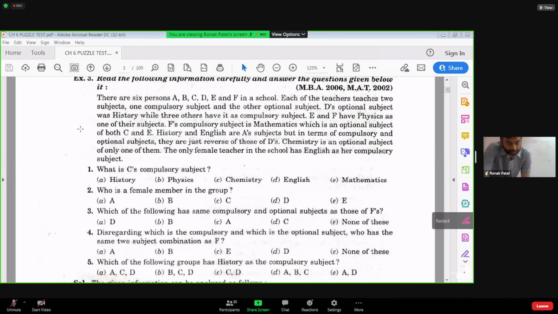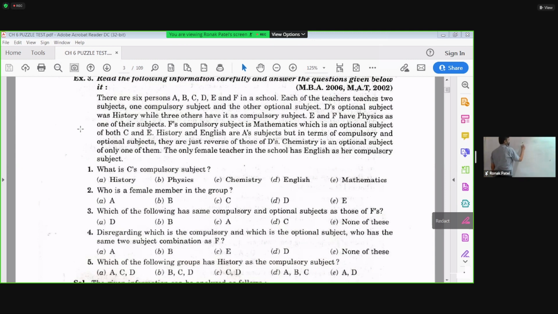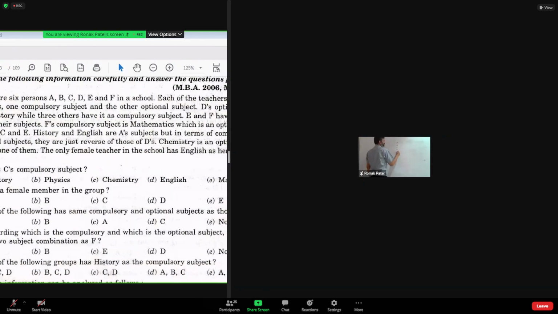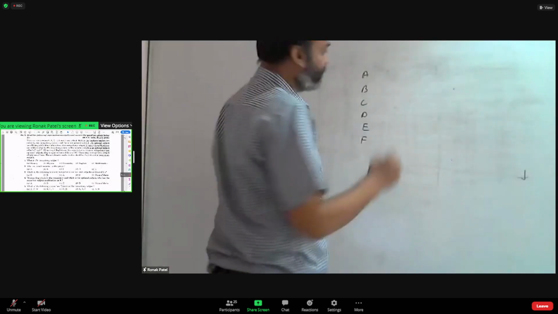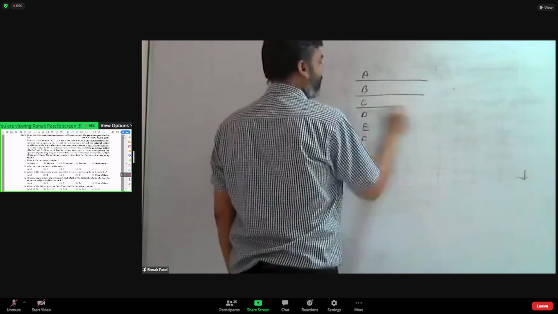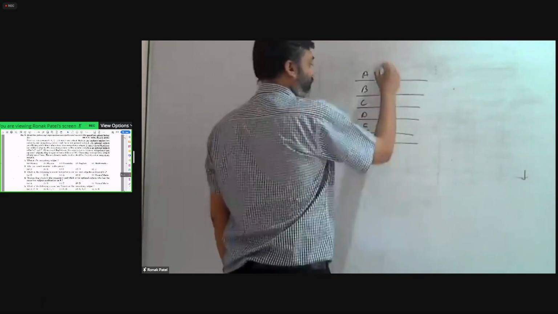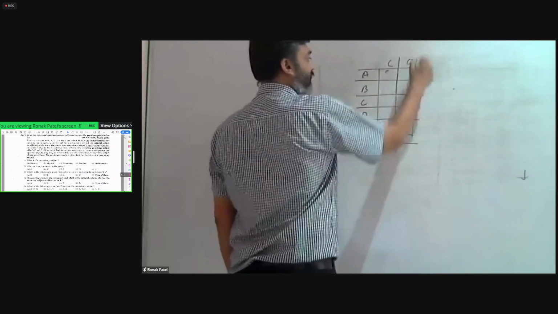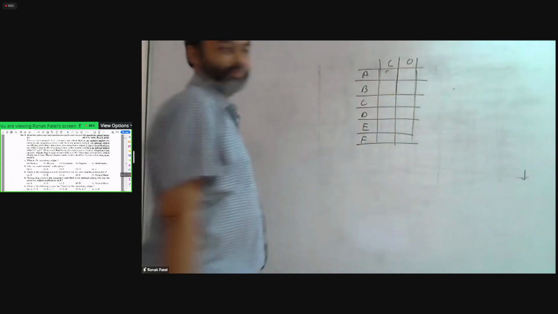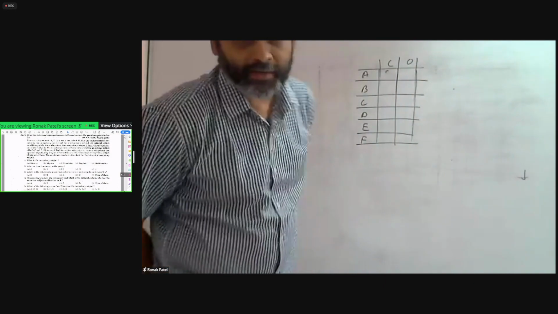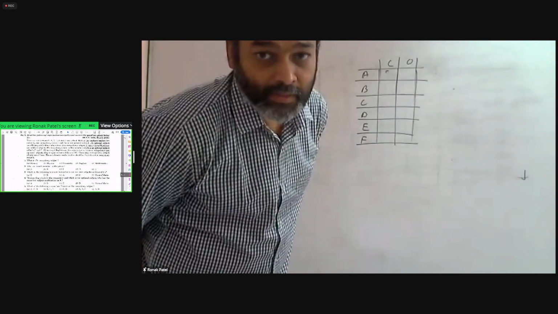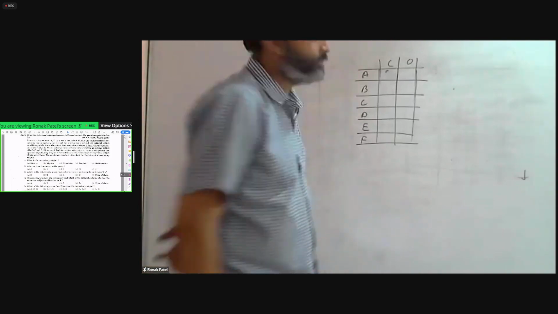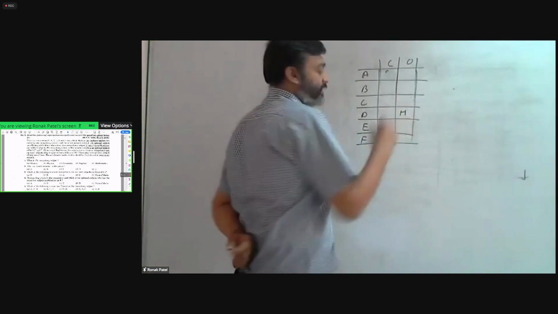So we read that one is history, right? We can give the persons labels like A, B, C, D, E, and F. These are 6 persons, right? When you look at here, we can go this way. This is compulsory and this is optional. One is a compulsory subject, one is an optional subject. This optional subject was history.